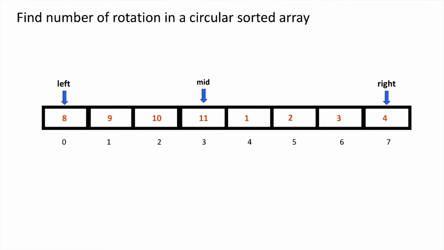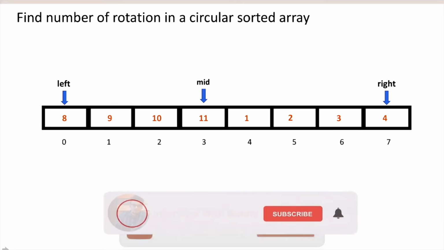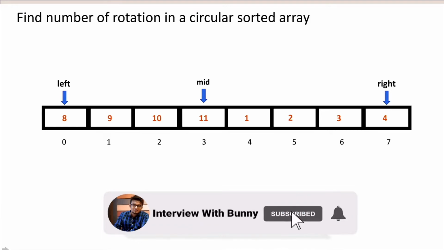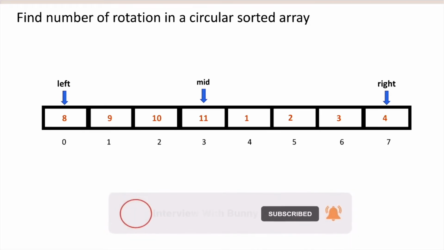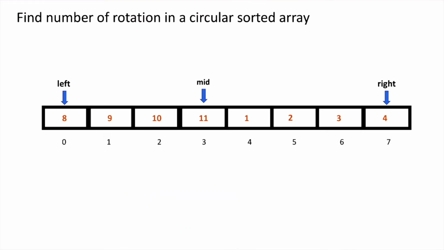Now once we are done with the initial setup for iteration, our main intention to solve this problem is to find the position or the index of the minimum number within this array. So the first step that we will do over here is we will take our middle element and try to figure out the previous and the next element of this middle number.